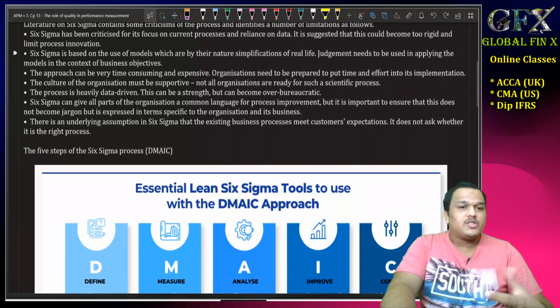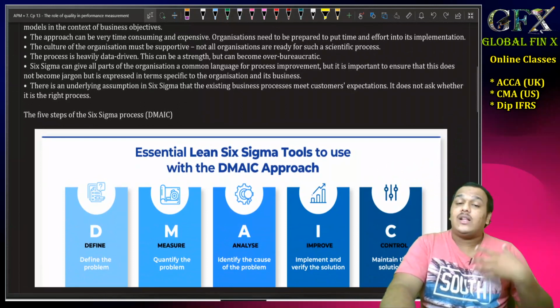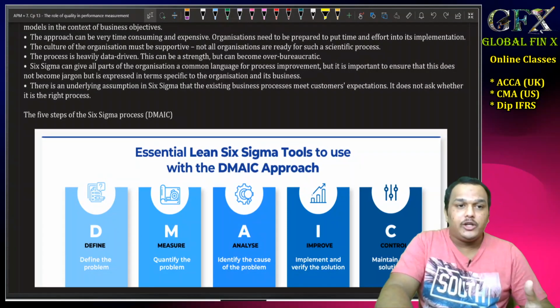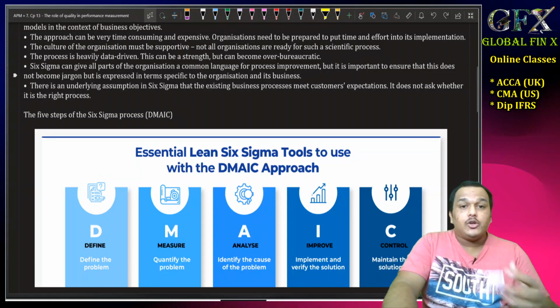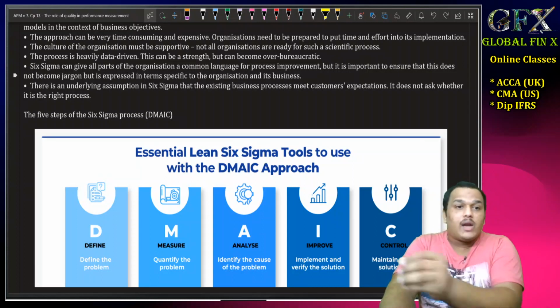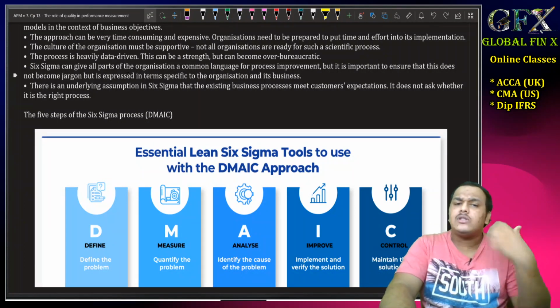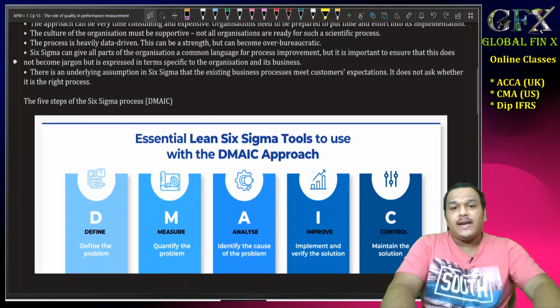Next one, there are judgments that are involved. It is very time consuming and very expensive as well. There are lots of efforts that need to be put into this, and then it needs to be implemented across the organization, not just in one particular aspect of the business. It should be a part and parcel of your entire business, which is very difficult to achieve, right?